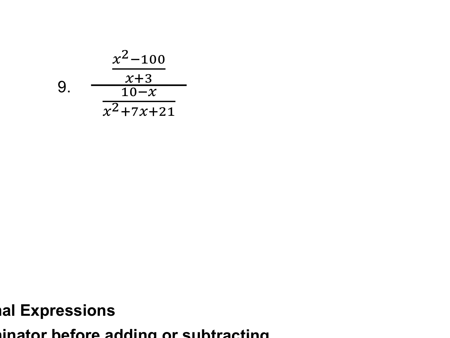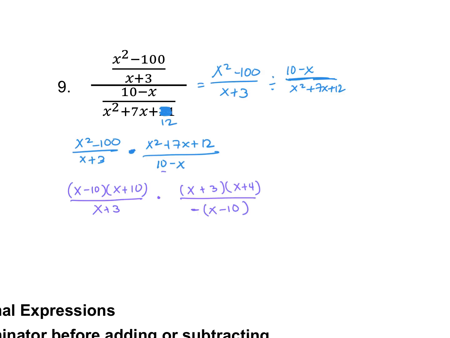I've factored everything. I had this one right here that looked like it could be canceled with something else, so I need to make sure I pulled out that negative. So now I can cancel this with this, and this one with this one. And I am left with x plus 10 times x plus 4 in the numerator. But in the denominator I have this negative. And so it's just going to go out here in the front. Okay, that's the same thing.